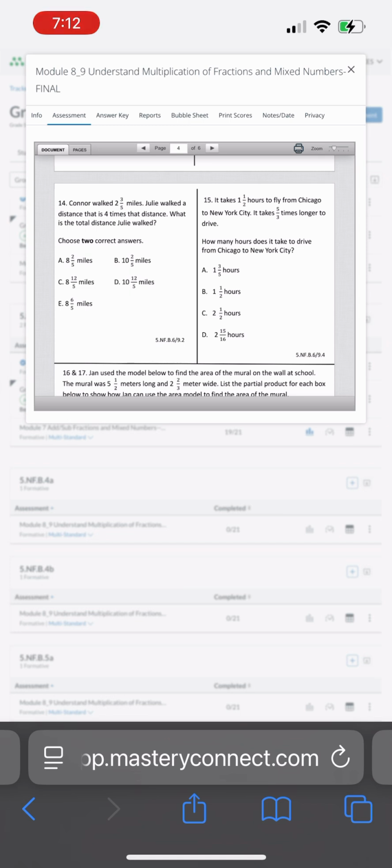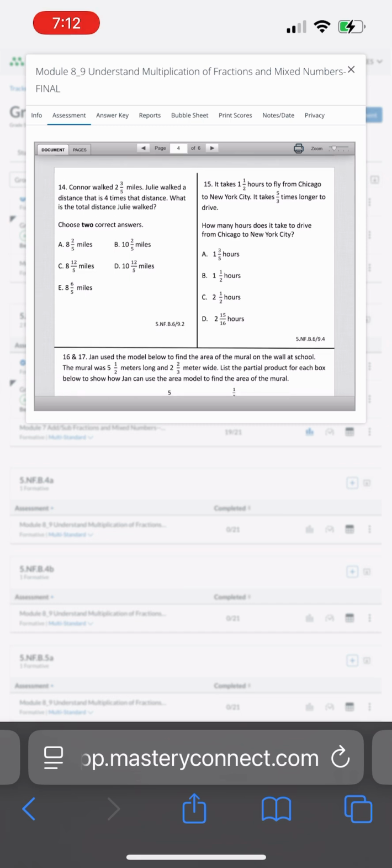C, 8 and 12/5 miles. D, 10 and 12/5 miles. E, 8 and 6/5 miles.